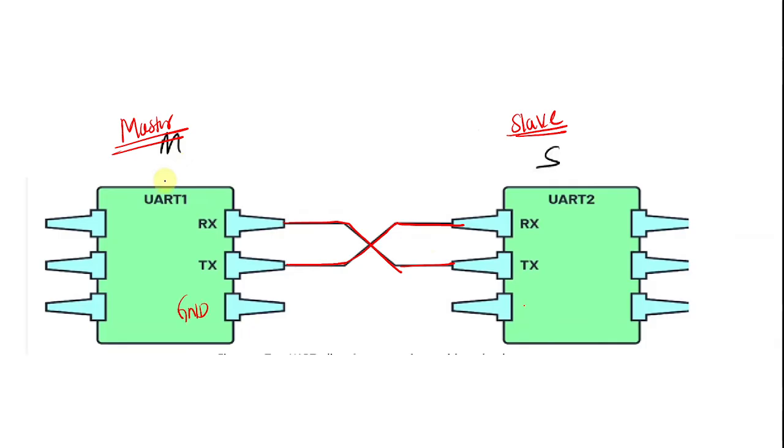Let us take this as ground. Ground is common, so the common ground is connected to master and slave. This type of communication we call the null modem. The receiver of master is connected to the transmitter of slave, the transmitter of master is connected to the receiver of slave, and there is a common ground. This is one type of null modem.